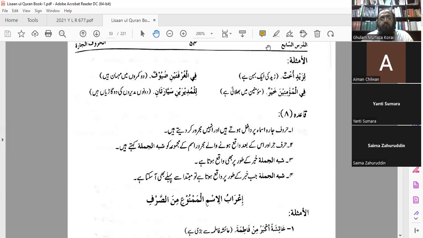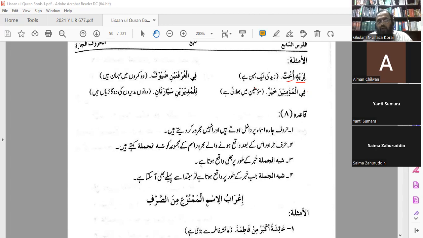Now please remember this: if a harf jar and the noun come at the beginning of the sentence, that is shibhul jumlati, and that is khabar muqaddam. And ukhtun, yes, ukhtun comes at the end. This is a noun and this is nakira. Mubtada mokhar.